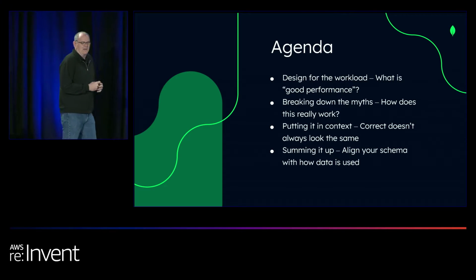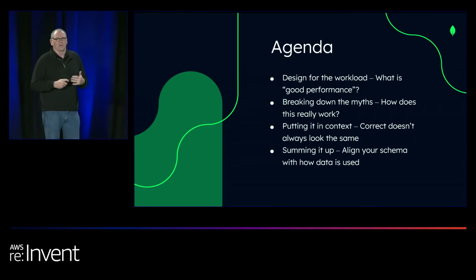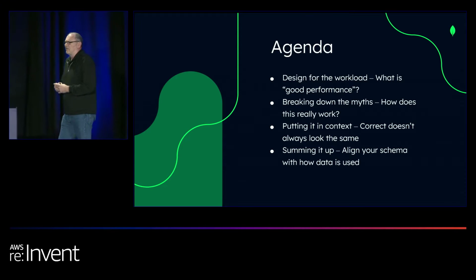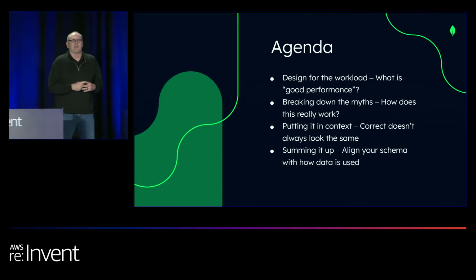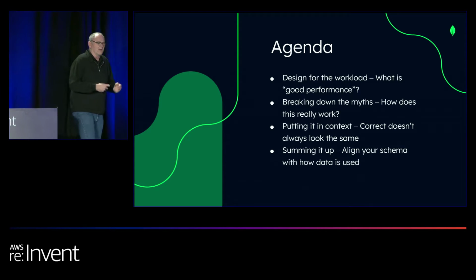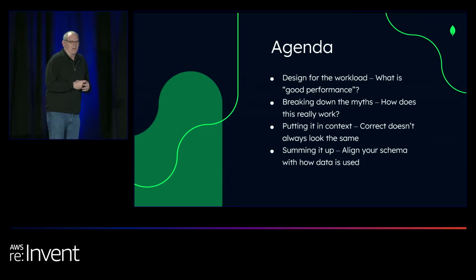And then we're going to get into breaking down some of the myths. How does this really work when we talk about modeling relational data efficiently in a NoSQL database? What's the process that we go through to make that happen? What that really means is putting the data model in the context of the workload. Correct does not always look the same.